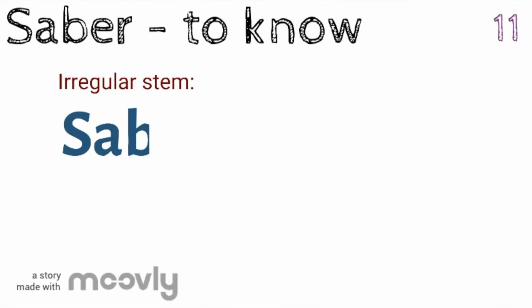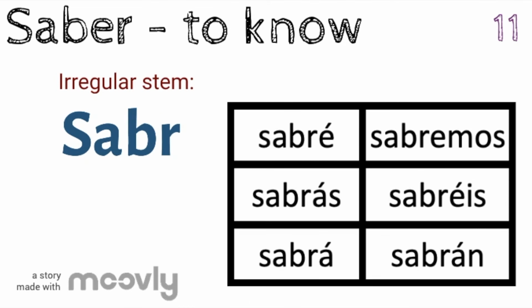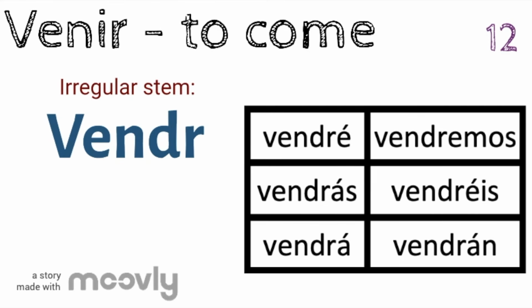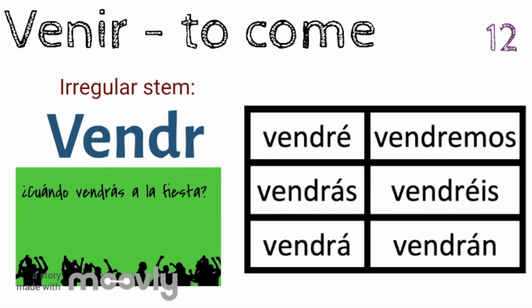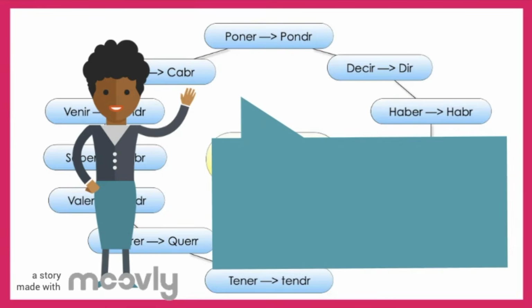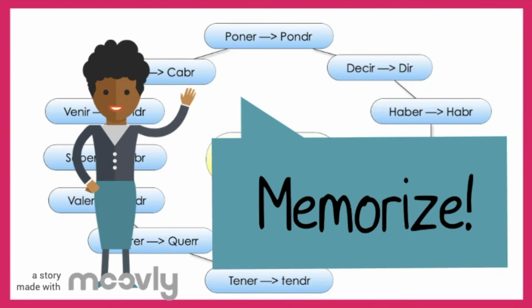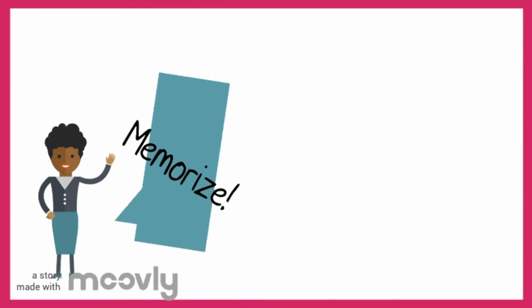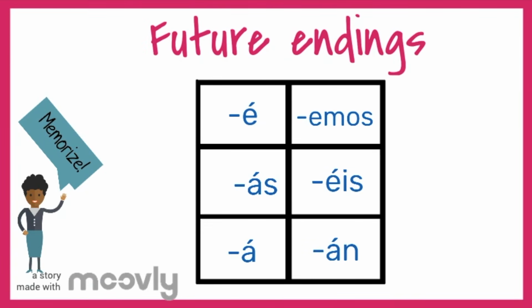Saber becomes sabr. ¿Cómo sabré? How will I know? Finally, venir becomes vendr with a D. ¿Cuándo vendrás a la fiesta? When will you come to the party? So, yes, there are 12 irregular future verbs, and those stems have to be memorized, but at least you can always count on the endings. Just memorize the irregular stems and these endings, and you'll be set.